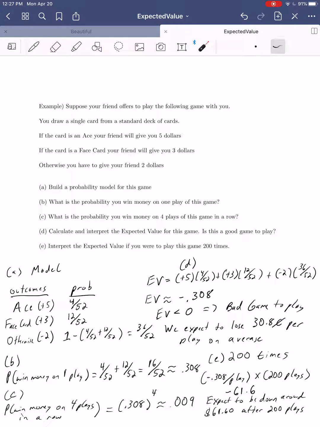In our next video, we'll go through a couple more computational examples, seeing how to work through and build probability models. That'll be sort of review, and then we'll continue to examine this expected value.